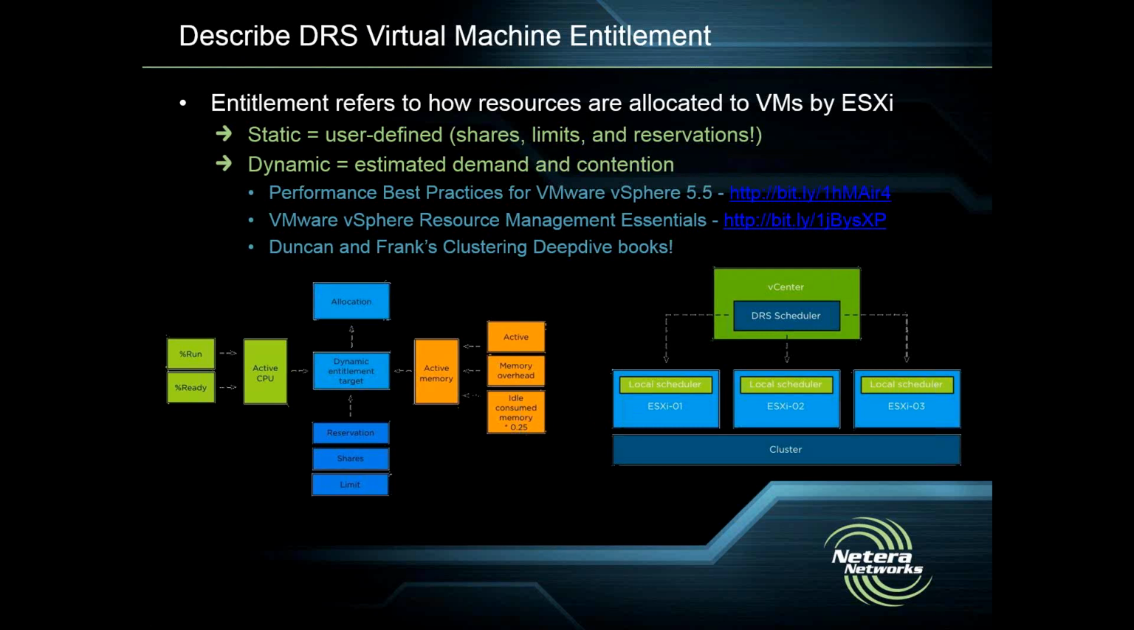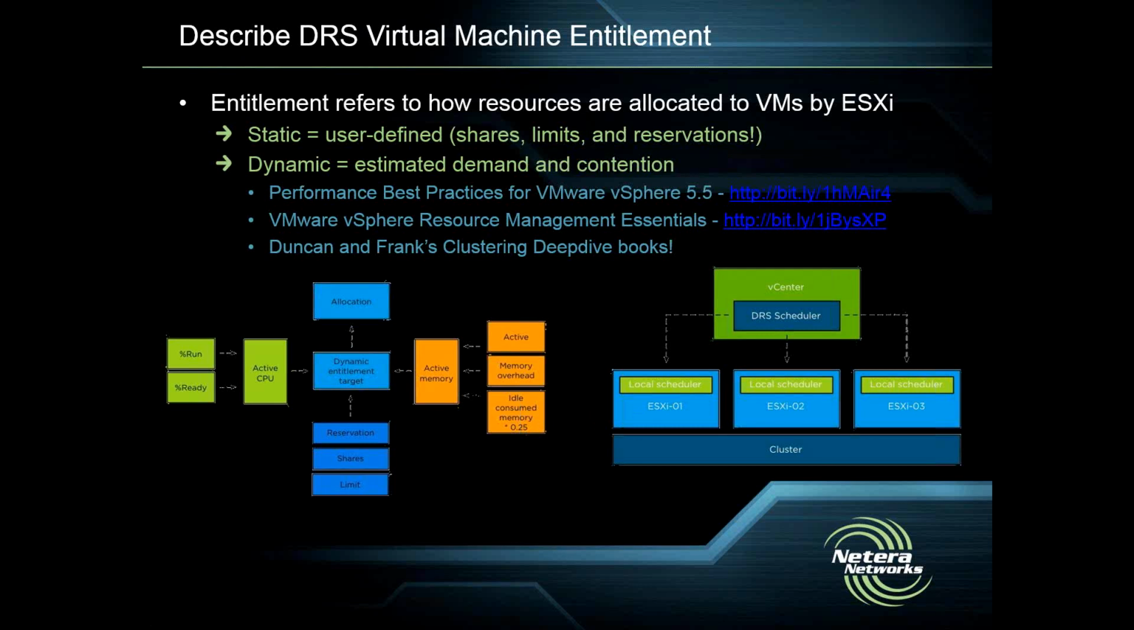Running a virtual machine on a hypervisor consumes some memory from the hypervisor itself in order to run that machine. So it takes those three metrics to determine how much memory that particular VM requires, and that's called active memory. So active CPU and active memory together will determine the dynamic entitlement for a VM. But it's not just dynamic entitlement, right? Obviously, we have to take into consideration what the administrator has configured with regard to reservations, shares, and limits.